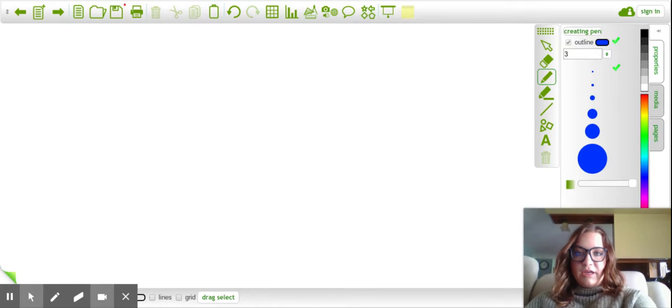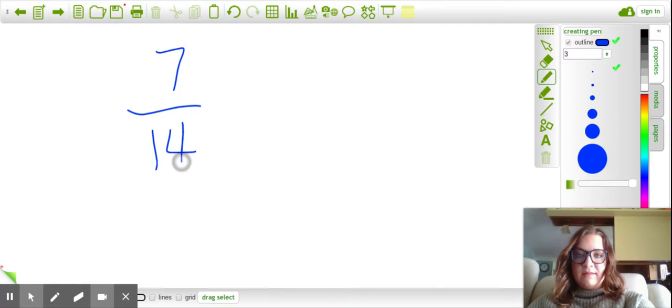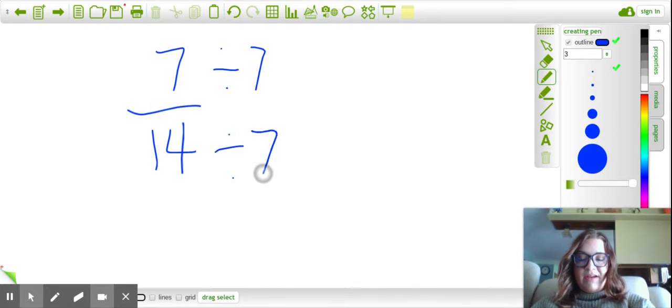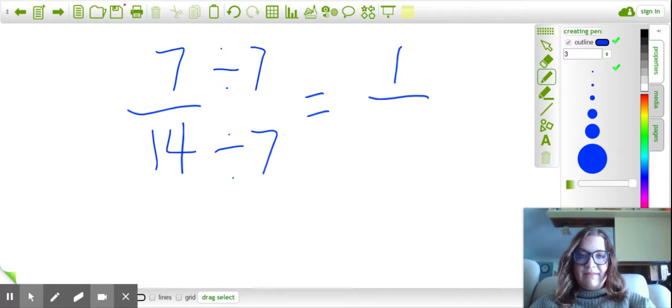I also wanted to show you how you can use division with an equivalent fraction. So if I have a fraction like 7/14, I can think about a number that is divisible by both of these numbers. I know that 7 and 14 are multiples of one another. So I could divide, remember, whatever we do to the top, we have to do to the bottom. I could divide my numerator and my denominator by 7. 7 divided by 7 equals 1, and 14 divided by 7 equals 2. So 7/14 is equivalent to 1/2.